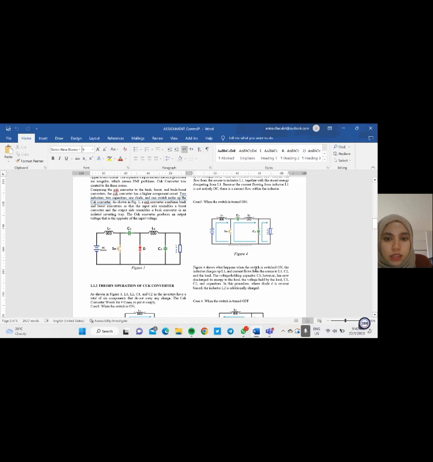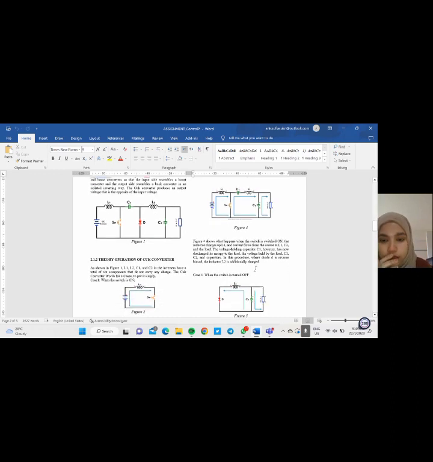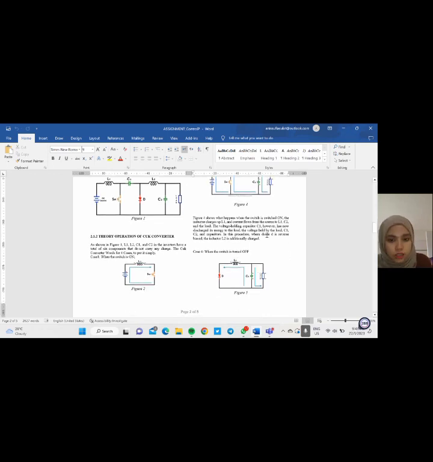Case 3 is when the switch is turned on. When the switch is turned on, the inductor L1 charges up and current flows from the source through L1, C2 and the load. The voltage holding capacitor, however, has now discharged its energy. The voltage is held by the load, C1 and C2 capacitors. In this procedure, diode D is reverse biased, and inductor L2 is additionally charged.